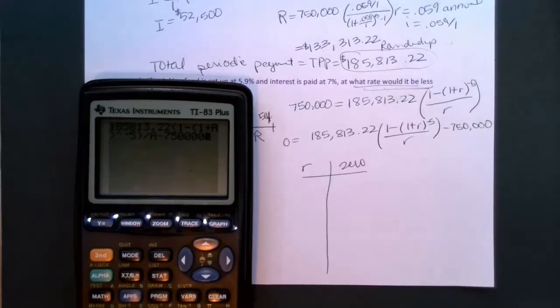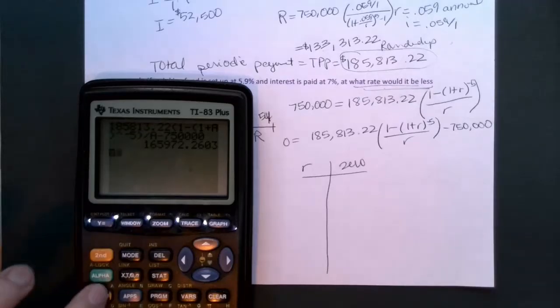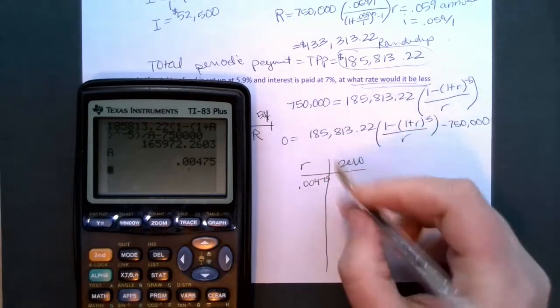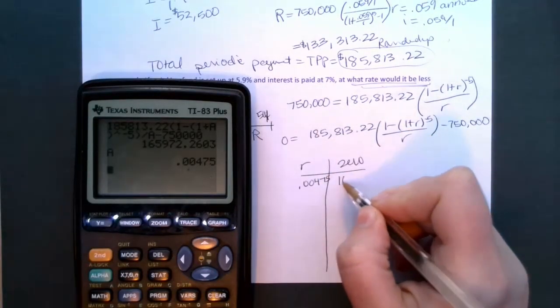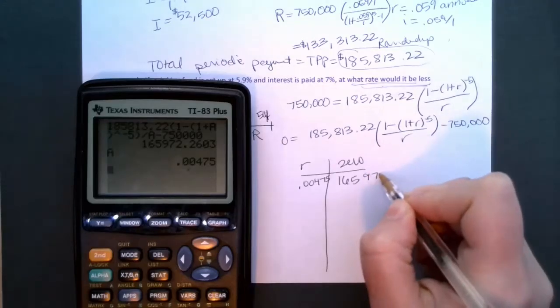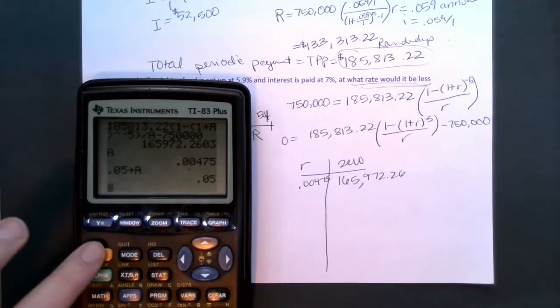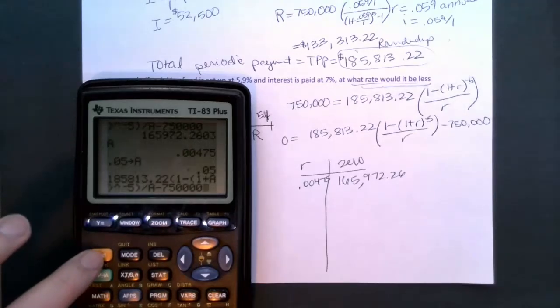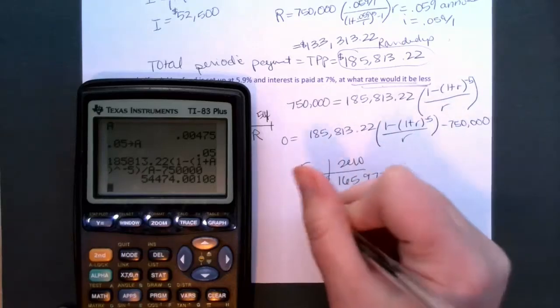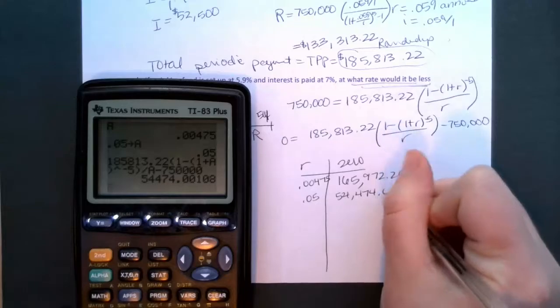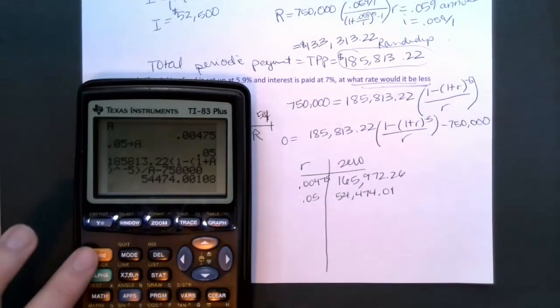Okay, so that's just what we did. And our current A is 0.007475. And we got something that's really big. Right, way too big. So we want to get a lot closer to 0. So let's try 5%. See how close that gets us. And then I'm just going to rerun that. So 0.05 would give us 54,474.01. So that's a lot closer.